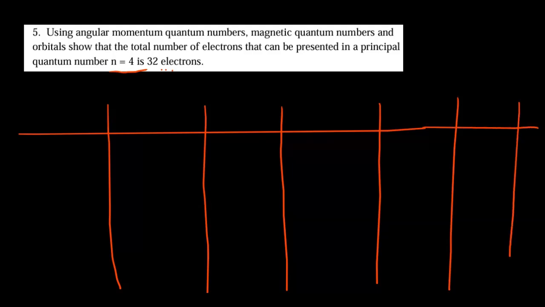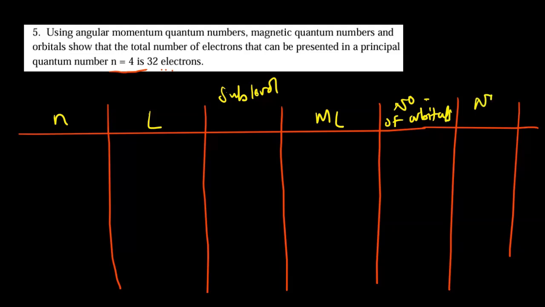In this first column here, I'm going to put the principal quantum number, and here I'm going to put the angular momentum quantum number. Then here I'm going to put the subshell or the sub level, and then here the magnetic quantum number, and from the magnetic quantum number I'm going to put the number of orbitals here, and the last one here will just be the number of what? Electrons.